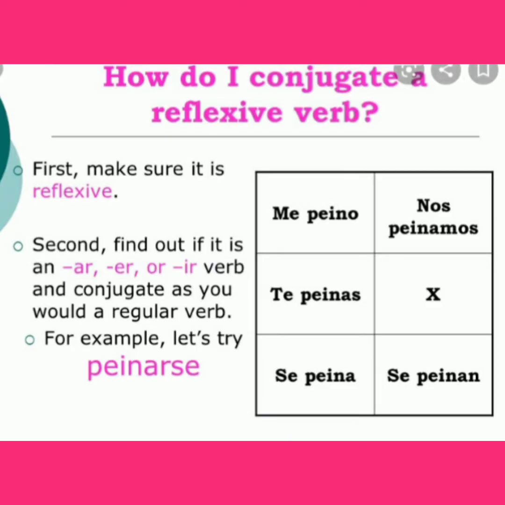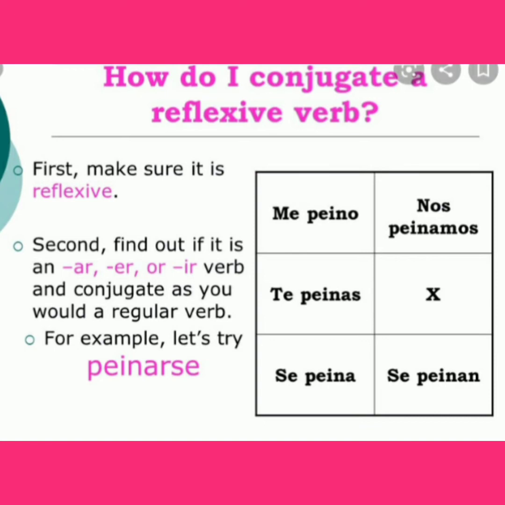How do I conjugate a reflexive verb? First, make sure it is reflexive. You know a verb is reflexive by its ending. It usually ends in se. Secondly, find out if it is an AR, ER, or IR verb and conjugate as you would conjugate a regular verb. For example, let's try peinarse, to comb one's hair.